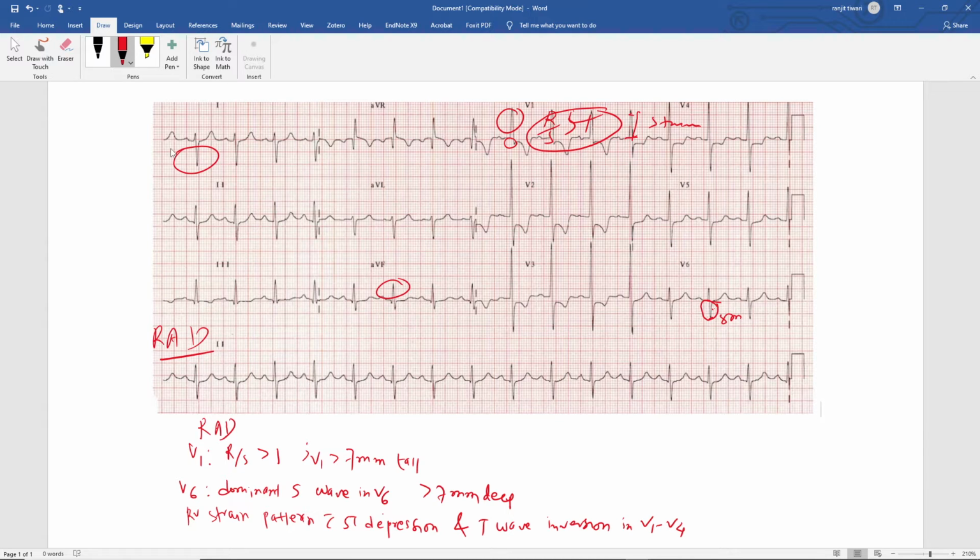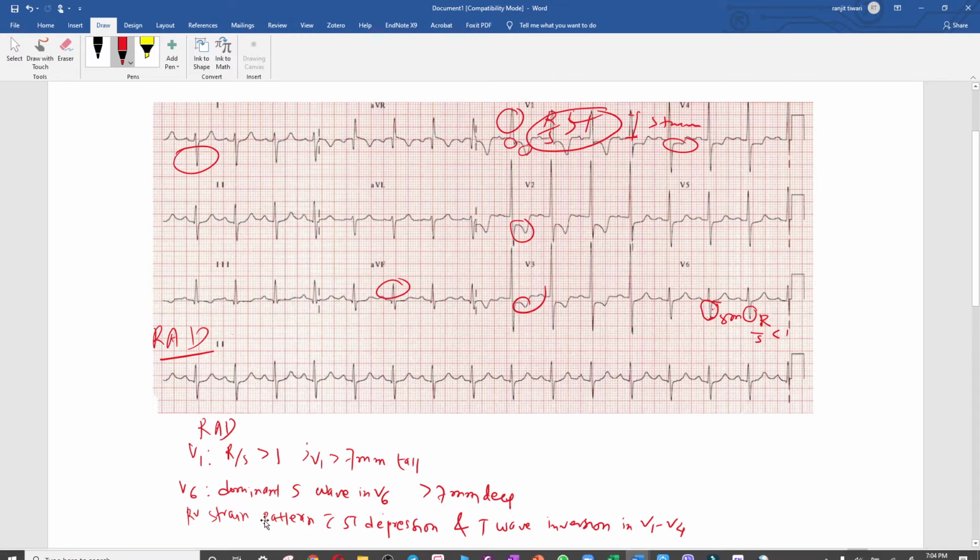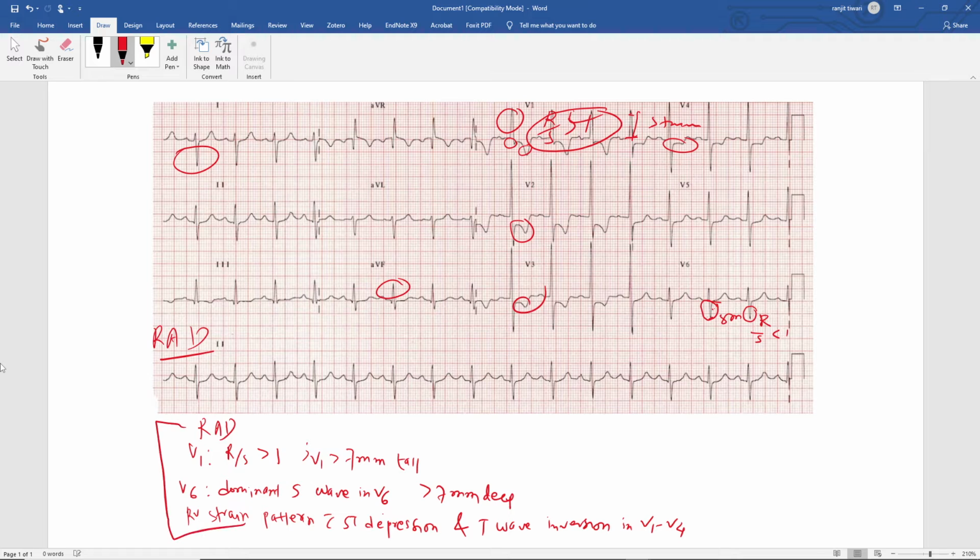In V6 the R to S ratio is less than 1, so there is a dominant S wave in V6 and a dominant R wave in lead V1. Another thing is the right ventricular strain pattern with ST depression and T wave inversion. Here you can see ST depression and T wave inversion in V1 to V4. So this is the strain pattern. These are the features summarized below that are seen in right ventricular hypertrophy.